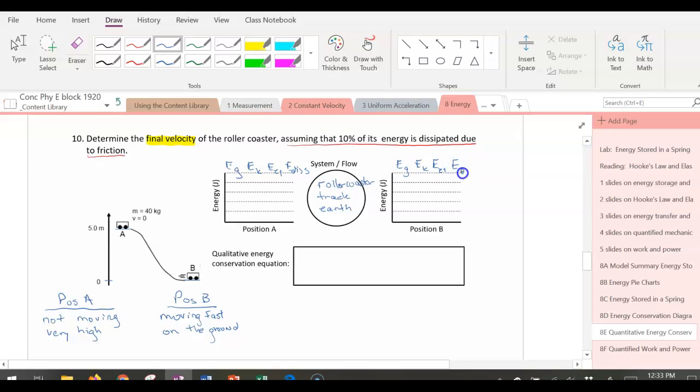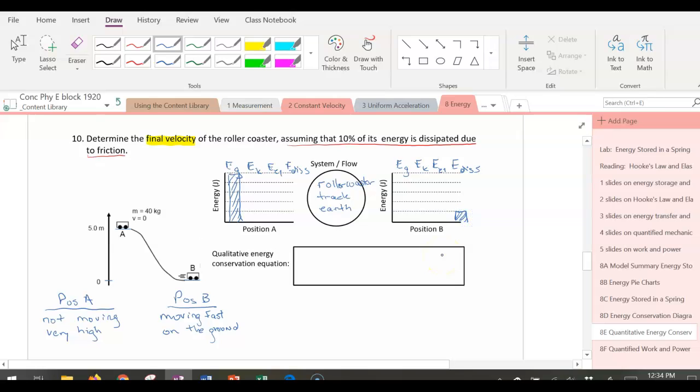So at the beginning, at position A, it is not moving, but it is very high. There's nothing in this system that is elastic, right? I don't have a spring or anything that can be stretched and pop back to its original shape, so there is no elastic potential energy. At the beginning, all of the energy is stored as gravitational potential energy. Okay, they tell me that 10% of that original energy gets dissipated. So I know that there's some dissipated energy at position B.